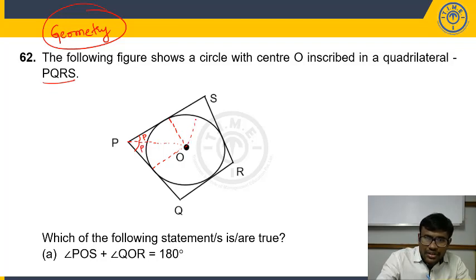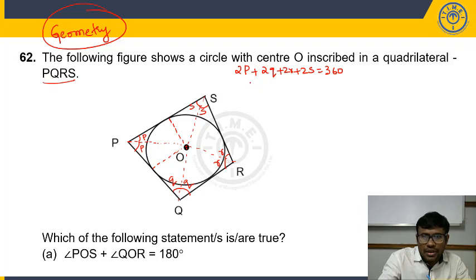Similarly, this side you have and the other side you have. So this will be Q, and this will be R, and this is S and this is S. So from this, I can write 2P plus 2Q plus 2R plus 2S is equal to 360 degrees. So 2 into P plus Q plus R plus S is 360 degrees. From this, I can say that P plus Q plus R plus S is equal to 180 degrees.